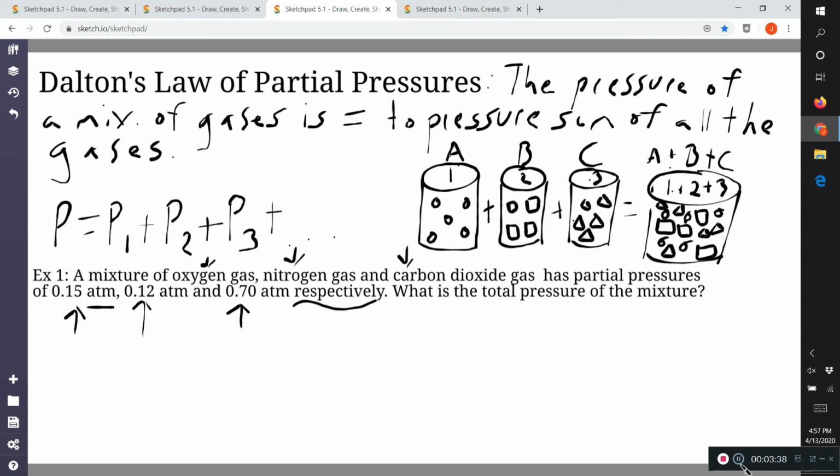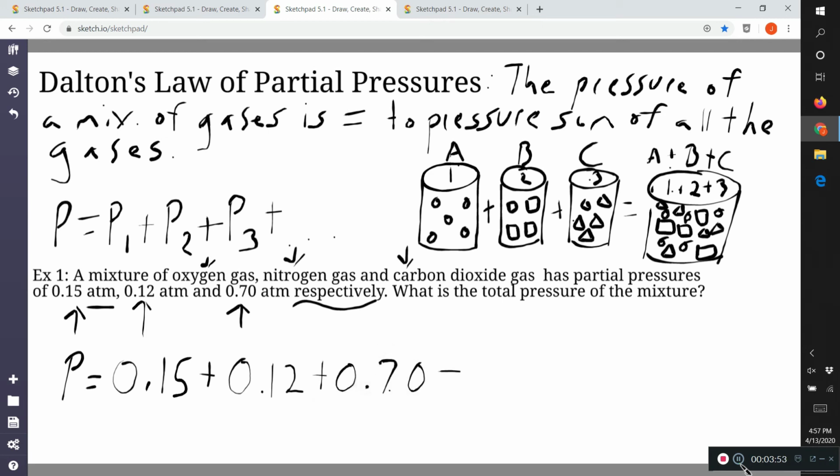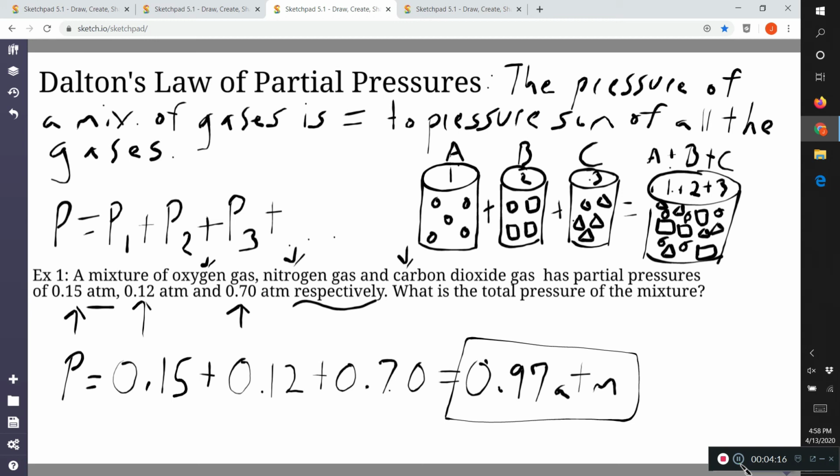What is the total pressure of the mixture? In this case, we have 3 gases, so the pressure is just the sum of the 3 gases, 0.15 plus 0.12 plus 0.70. We add those together. They're all in atmospheres, and we get 0.97 atmospheres. Now, it's that simple. You just add them up. It doesn't matter if those measurements were in atmospheres, pascals, millimeters of mercury. It's going to work out like that.